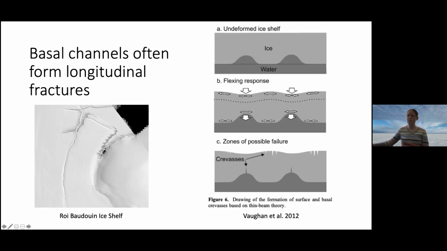David Vaughn did some great modeling work to show the flexure that's associated with channels. Remember, what we're doing is carving a trough on the base of the ice shelf, and then the top is sagging in. And when the top sags in, there are flexural stresses in response to that. So we end up with fractures on the surface between the channels and fractures at the tops of the channels on the base of the ice shelf due to those flexural stresses. So these are both examples of longitudinal fractures. They run along the channels that we're looking at.